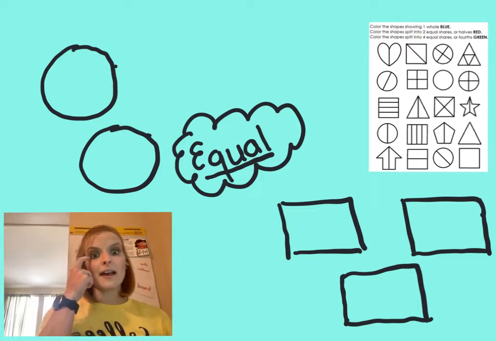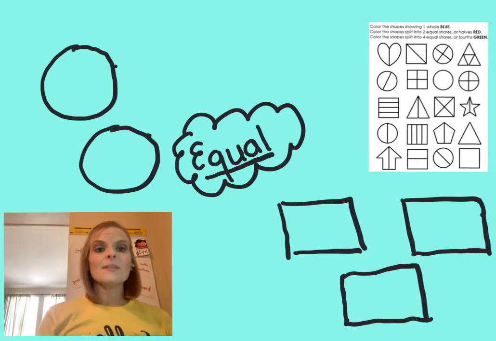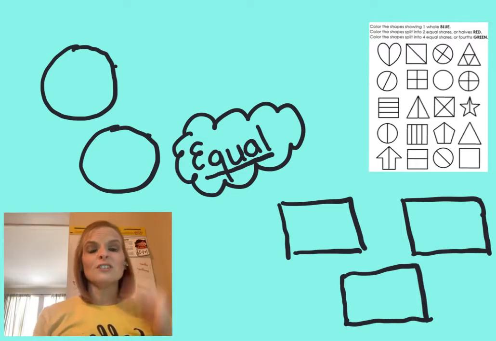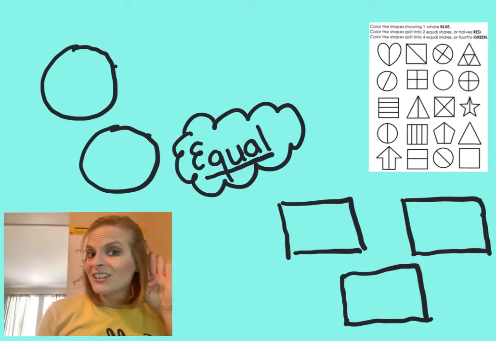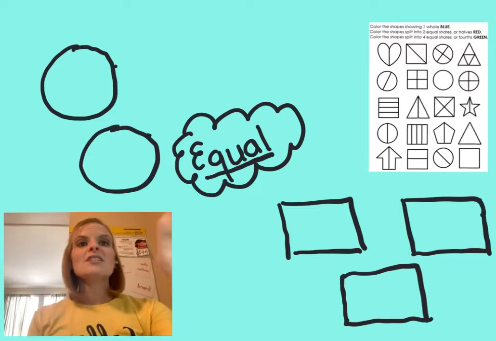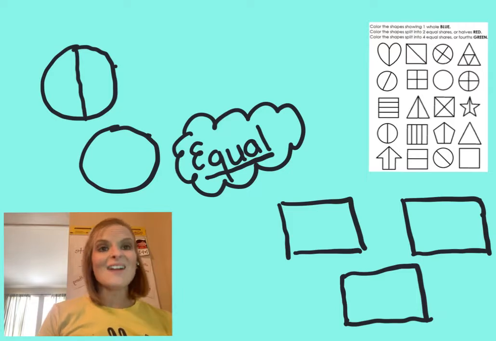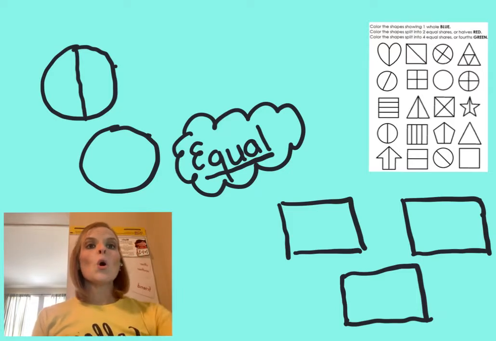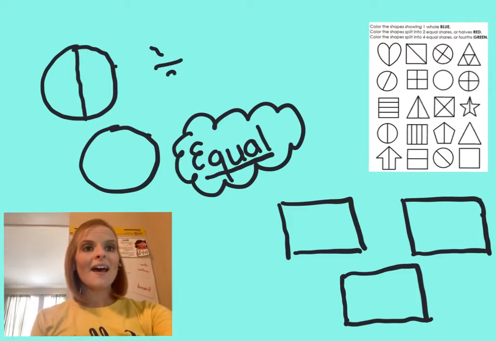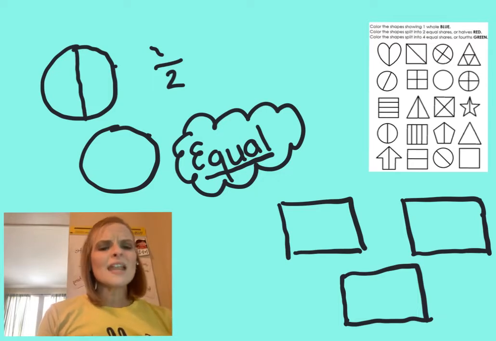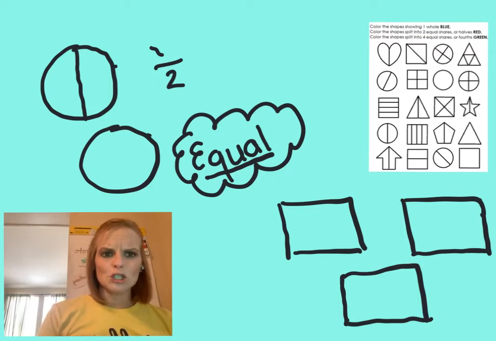Yes, draw a line from the top to the bottom. That would be a vertical line. Can you say vertical? Very good. So we're going to draw a line from the top to the bottom. And now I have 2 equal parts, or 1/2. Good job. What is another way that I could do halves with this circle?